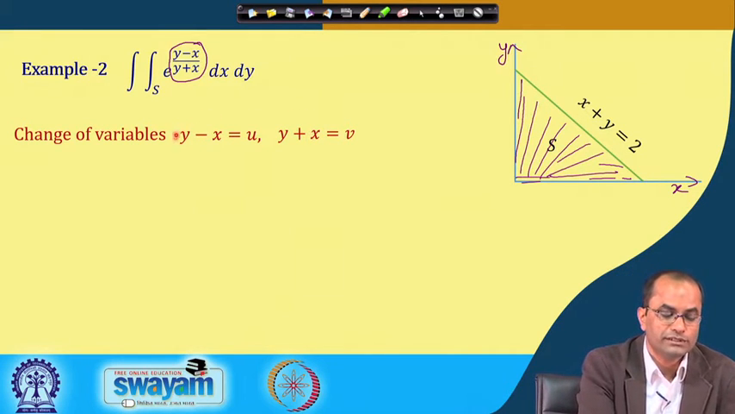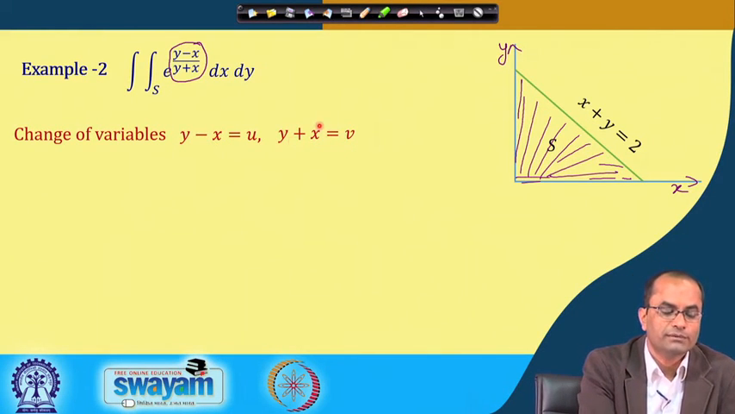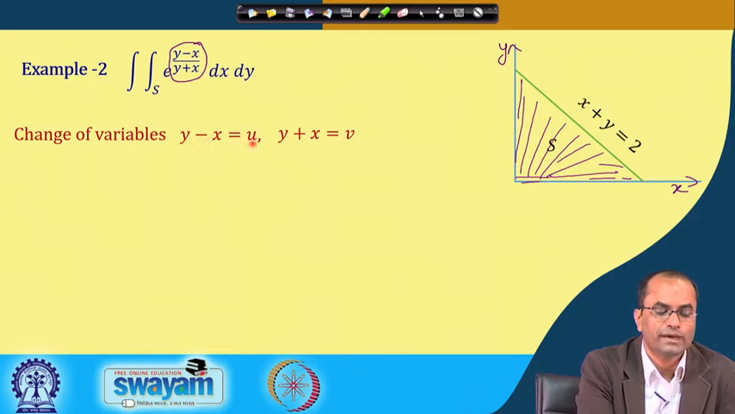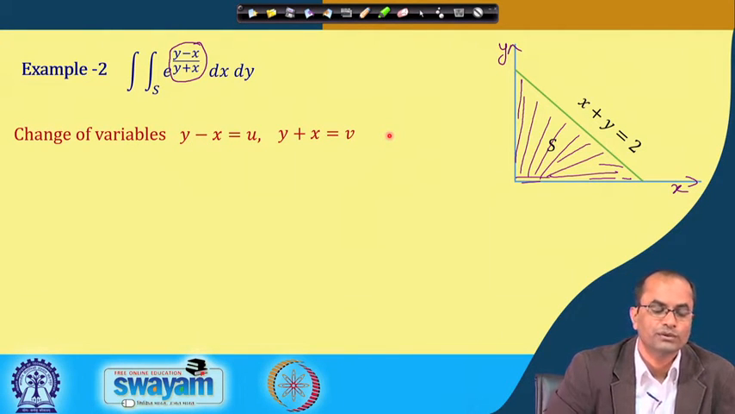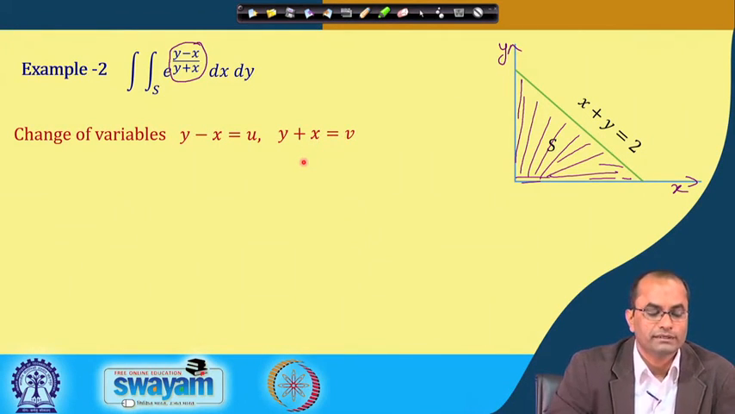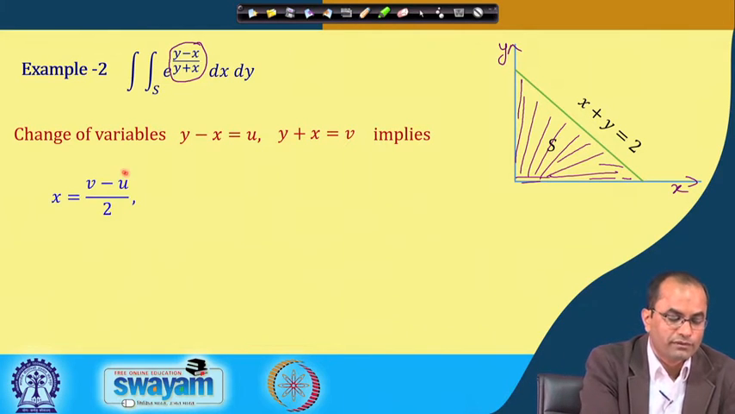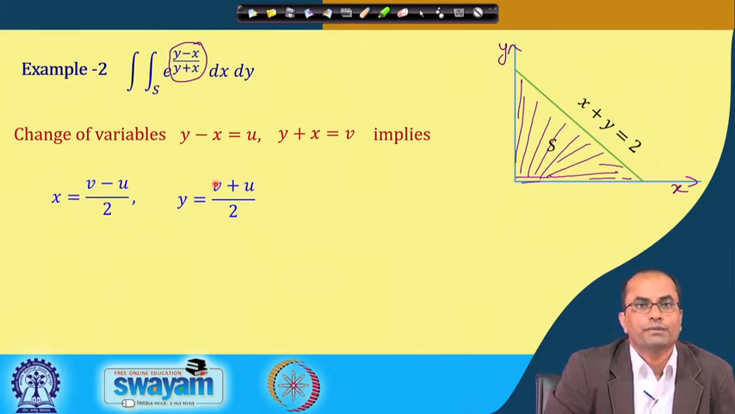and then out of these two we can compute also x and y in terms of u and v. For example, if we add, we will get 2y is equal to u plus v. So, meaning y is equal to u plus v by 2. Similarly, if we subtract this one from this one, we will get x is equal to v minus u by 2, so x and y will be v minus u by 2 and v plus u by 2.